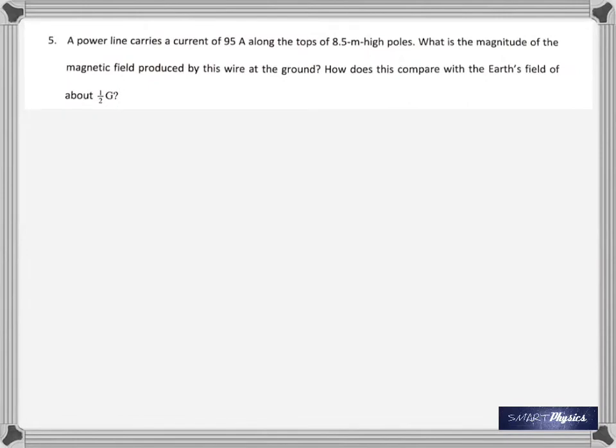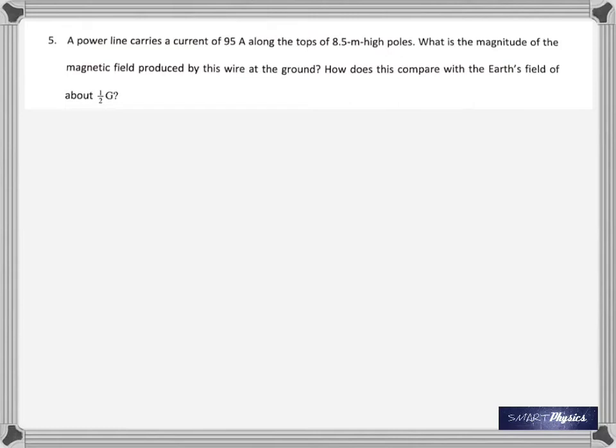The fifth question, a power line carries a current of 95 amperes along the tops of 8.5 meter high poles. What is the magnitude of the magnetic field produced by this wire at the ground? And how does this compare with the Earth's field of about 1/2 Gauss? So you have a power line and it's horizontal. It's carrying a huge current of 95 amperes, obviously, and it's 8.5 meters above the ground. You're asked to find the magnetic field at the ground.